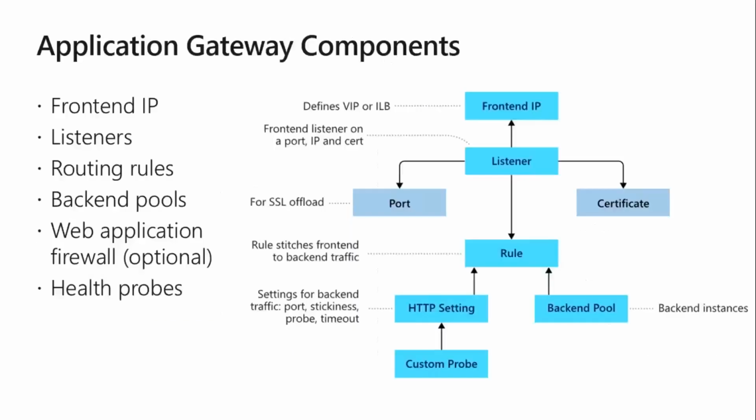So the listener has a port number. Who has asked me? I didn't see the name. Probably Nitin or someone else has asked me about the SSL offloading. So you can define the SSL offloading here in the application gateway. You just upload your certificate here in the front end port, and from there the SSL offloading process will be applied.